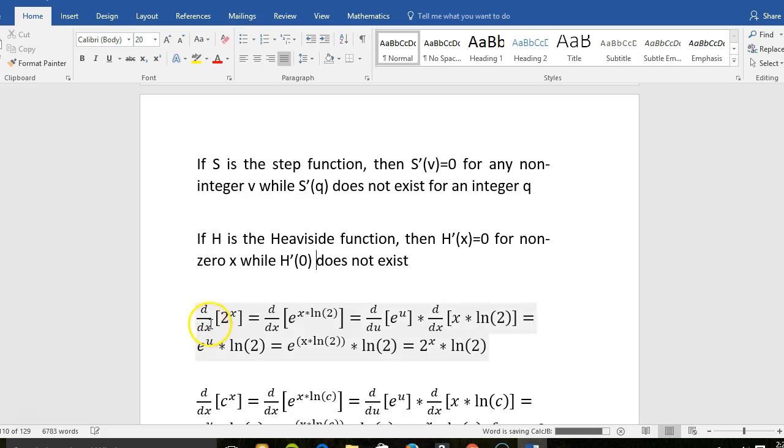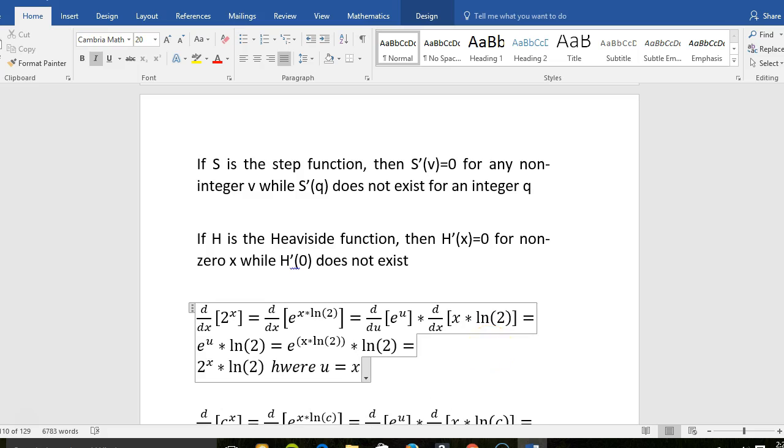Now, d by dx of 2 to the x, remember, 2 to the x is e to the x ln 2. So that's d by dx of e to the x ln 2. And here comes the chain rule, right? We're going to let u equal x ln 2, where u equals x times ln 2. I need to state that real badly. Sorry about that, guys, I forgot to state that. And I got my w and h backwards. So sorry about that. All right, so ready?